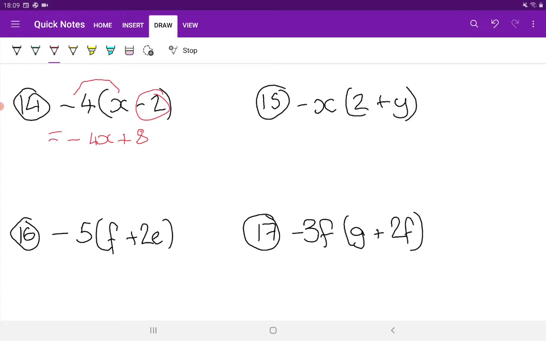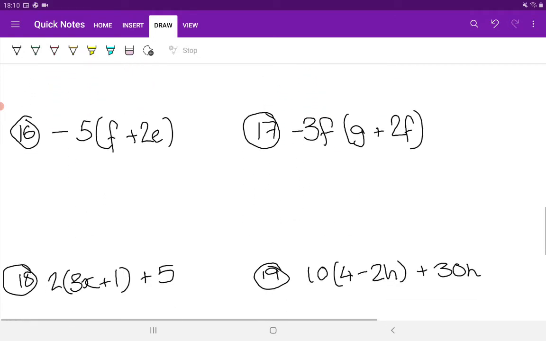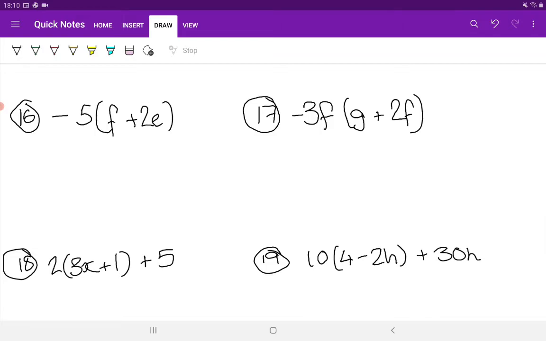Okay. Let's look at the next one in the same way. Minus x times 2 is minus 2x. And minus x times plus y, a negative times a positive is a negative, and x times y is xy. Okay, and we can start to make them a wee bit more complicated in terms of having slightly bigger numbers.